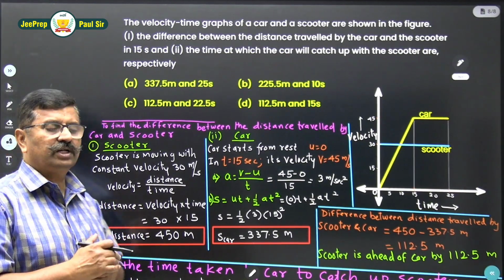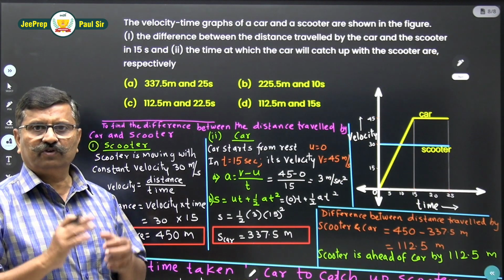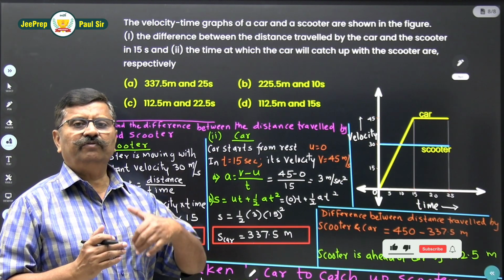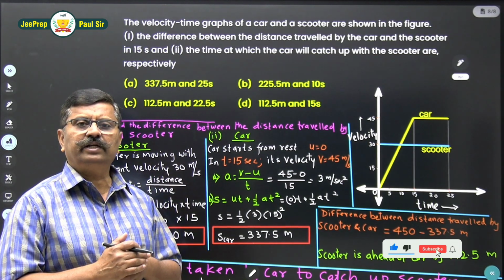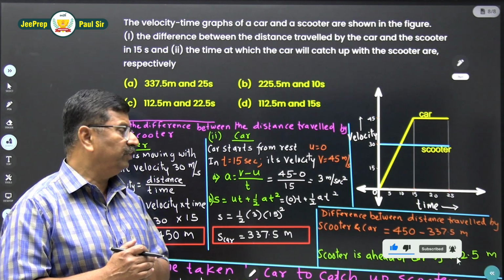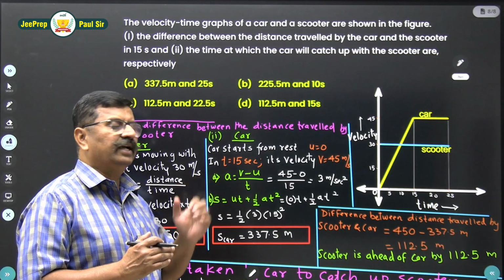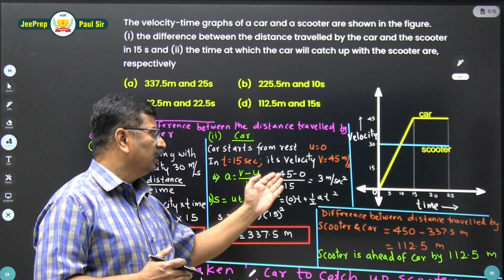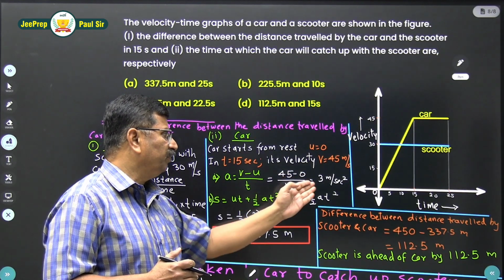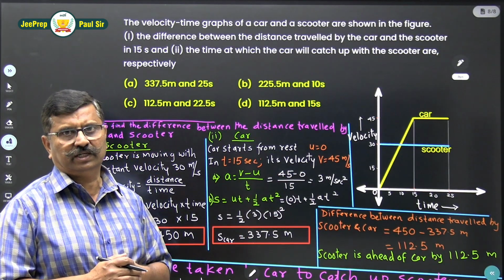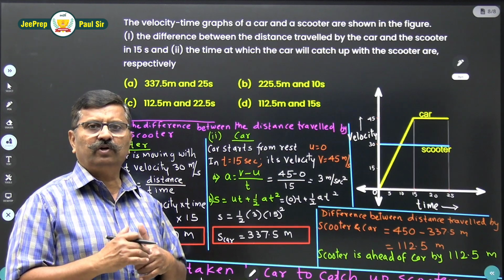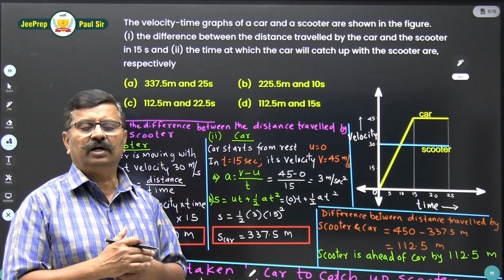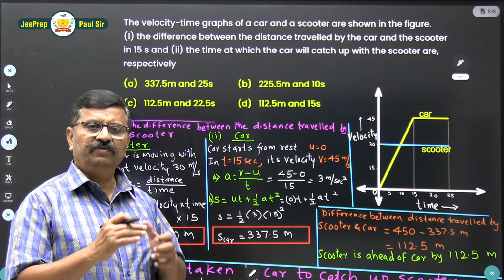Now, let's see about the car. Now, car starts from rest. So, therefore, initial velocity is 0. And in 15 seconds, it attained the maximum speed of 45 meter per second. So we'll find the acceleration first. The acceleration is equal to v minus u upon t. Therefore, 45 minus 0 upon 15, it comes to be 3 meter per second square. Now, why do we have to find out the acceleration? Because we want to calculate the distance traveled by the car in first 15 seconds.